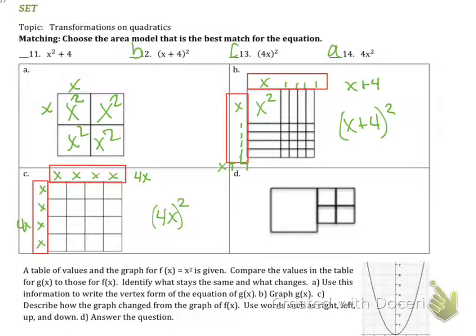For letter D, we know by default, process of elimination tells us x squared plus 4, but just to play around with this a little bit, we've got a regular size x, so we know that we have x squared, and then we can say that these are all single units because they're not the same size, so they would be x squared plus 4.